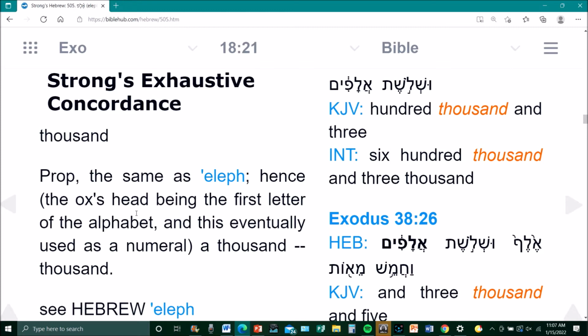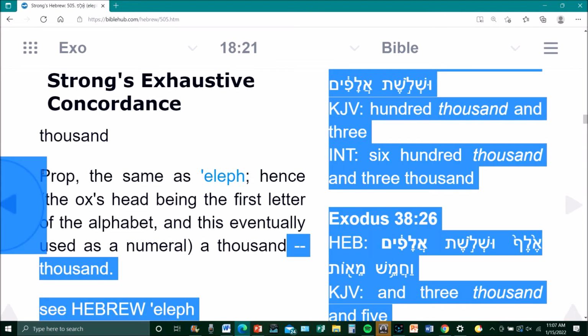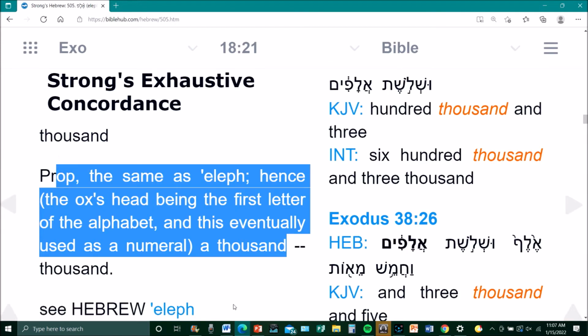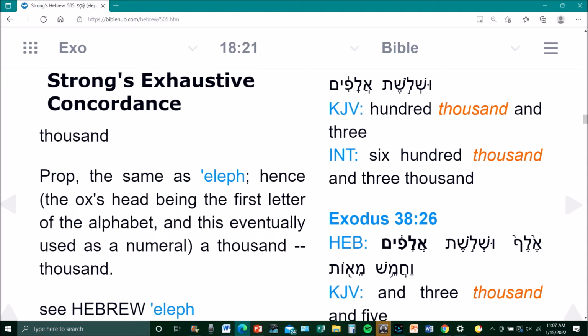Properly, the same as Aleph, hence the ox head being the first letter of the alphabet, and this eventually used as a numeral. So this form that we're looking at right here would be the Paleo Hebrew aspect of it, because it is the ox head. So when you looked at the chart, it was showing the original form of the first time it was written, right here. So it's 1,000, but it is also the number 1. Because if you take out all the zeros, it's the first letter, it's either 1 or 1,000.